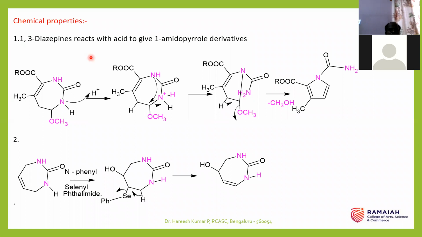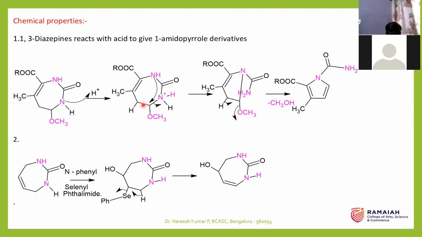Okay, here it's about the chemical properties. This is the first chemical reaction, and this one will be the second chemical reaction. So 1,3 diazepines: this is 1, this is 3. 1,3 diazepine reacts with acid, meaning H plus, to give 1-amino pyrrole derivatives. So when 1,3 diazepine is treated with acid, it will give you pyrrole derivatives.